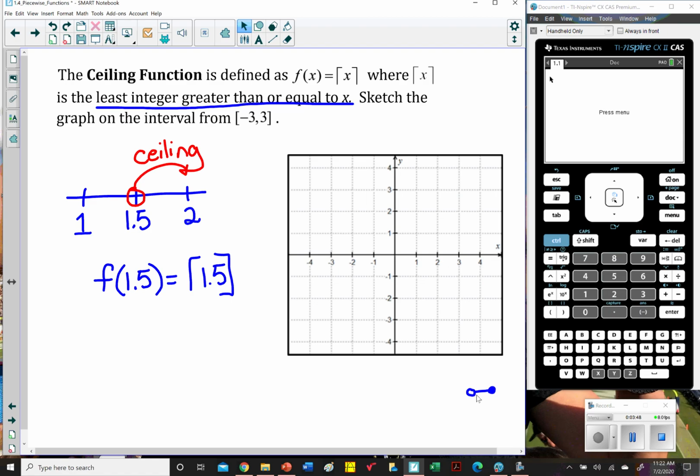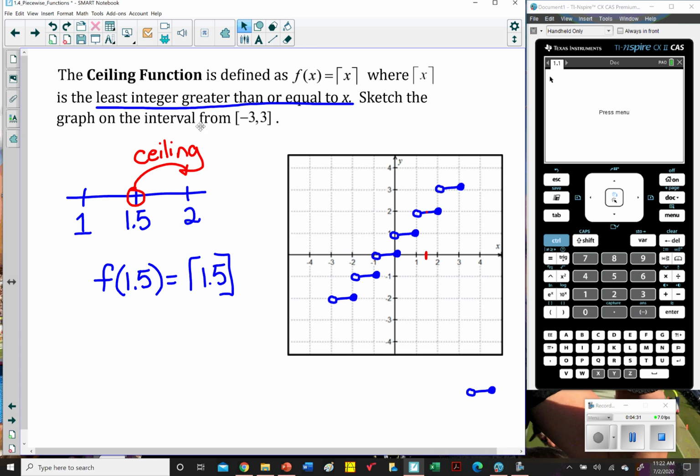So when I think about 1.5, I want this graph right here. So when my x value is at 1.5, I want to step up to 2. And then if you follow that logic, you can sketch the graph between 3 and -3 this way. I'm always stepping up. Stepping up. That's called the ceiling function.